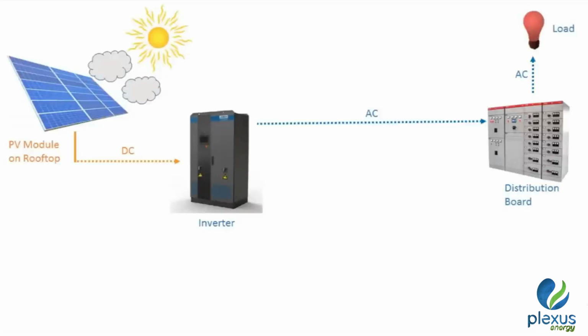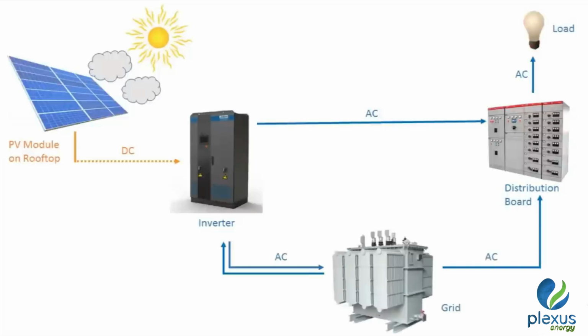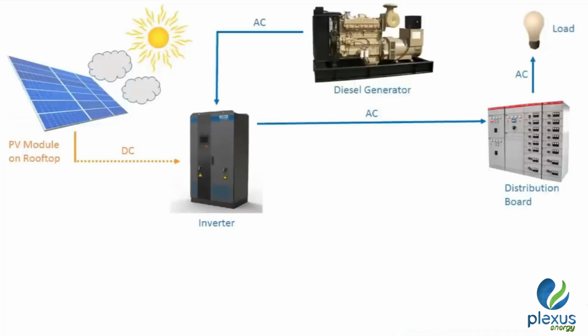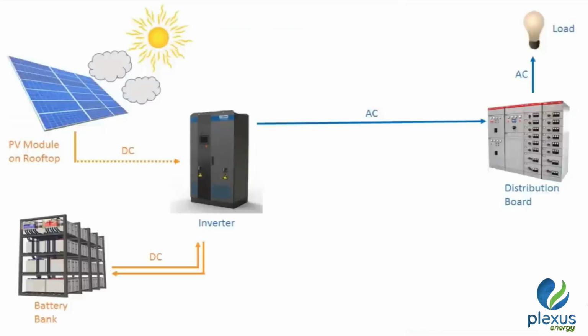In order to avoid this problem, the power from a solar plant is augmented with power from another source. This source can be grid power, diesel, or even battery power. By using this blend of solar power and another source of power, we can ensure that our loads receive steady, safe, reliable power.